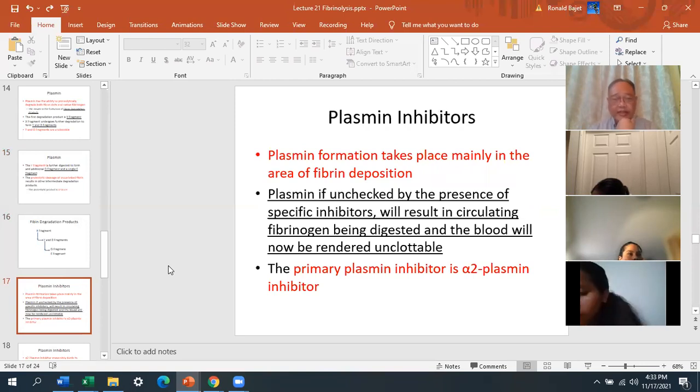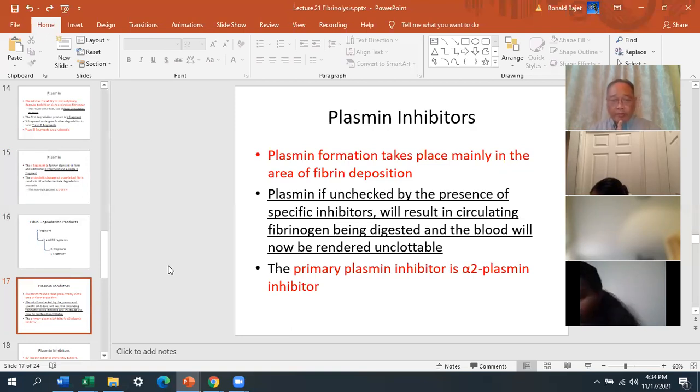These things will stop fibrinolysis from taking place. Plasmin formation takes place mainly in the area of fibrin deposition, so wherever fibrin is located, plasmin is going to shoot over there. If plasmin is unchecked by the presence of the inhibitors, then circulating fibrinogen will be digested, and the blood will be rendered unclottable. You don't want that. Your blood needs to be clottable. You need to have hemostasis, the balance between coagulation and fibrinolysis.